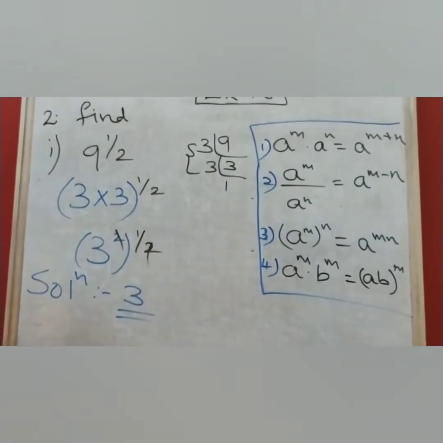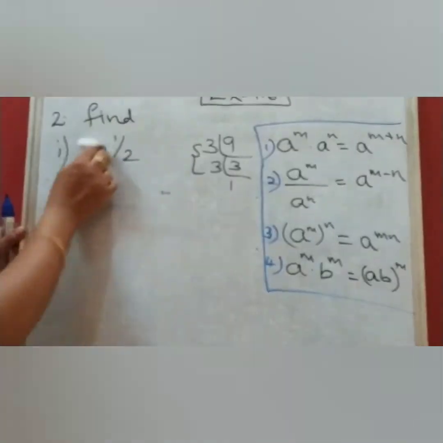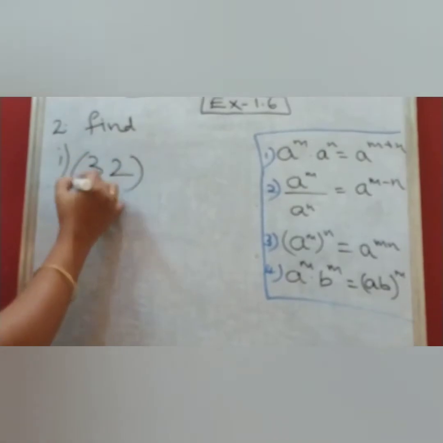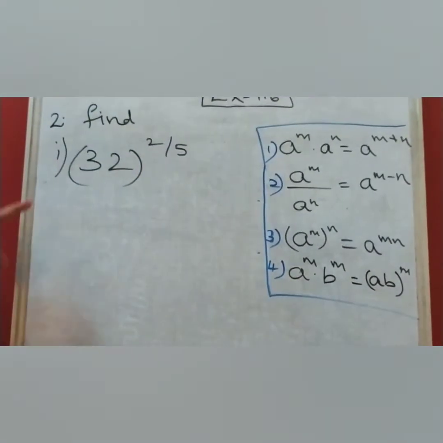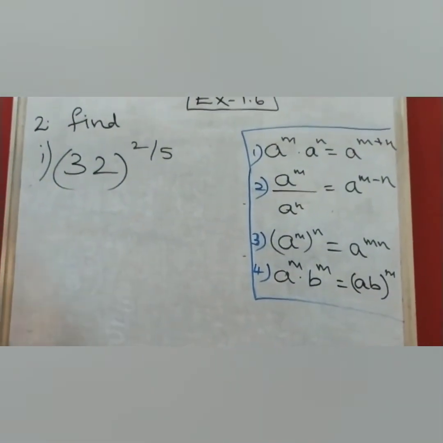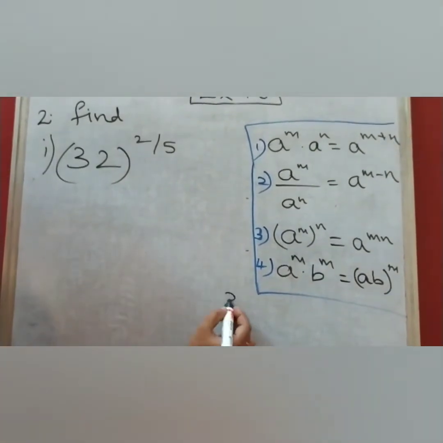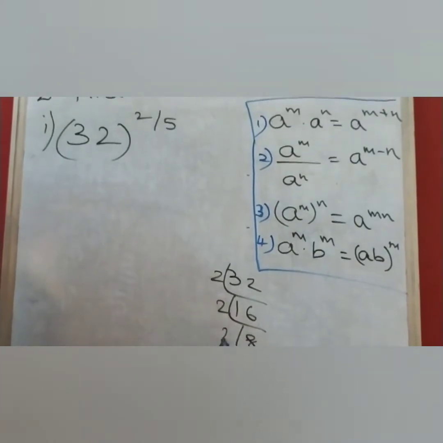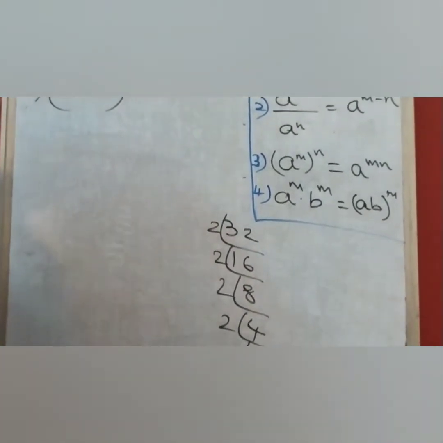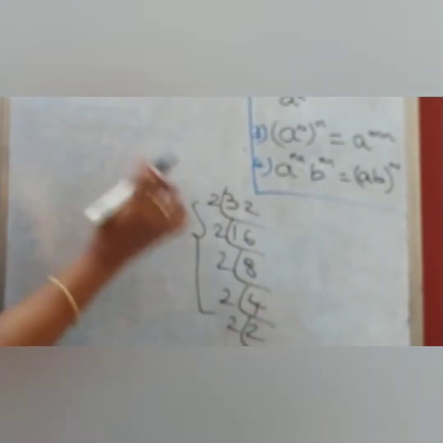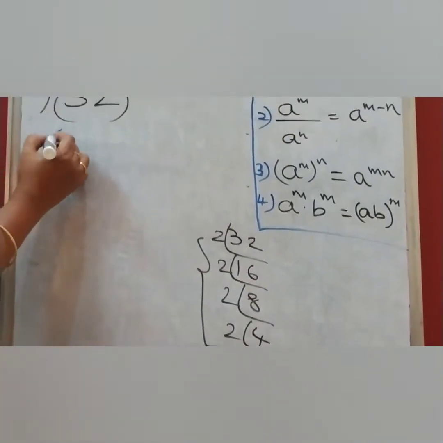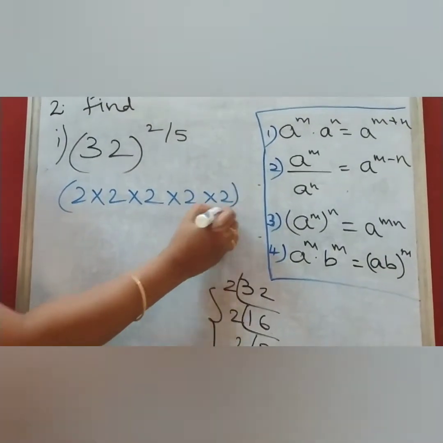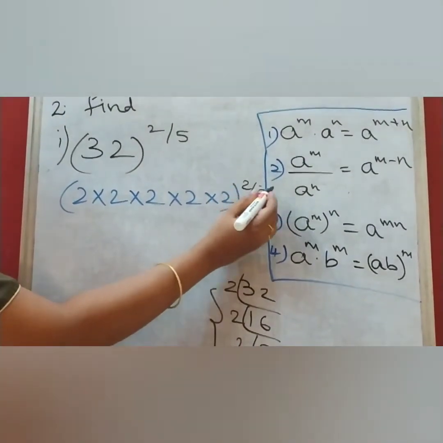Let's move on. Next question says 32 to the power of 2 by 5. Now 32, that time only we did LCM, remember? 32 we did LCM, 2 1s are 2, 2 6s are 12, 2 8s are 16, 2 4s are 8, 2 2s are 4, 2 1s are 2. So we got 2 5 times. So I am going to write that only, children, 2 into 2 into 2 into 2 into 2 to the power of 2 by 5.